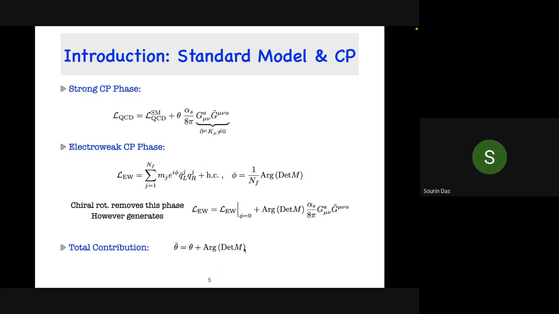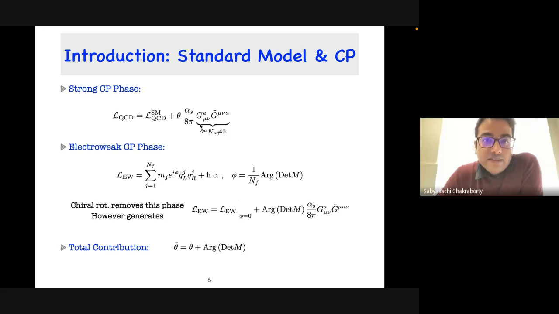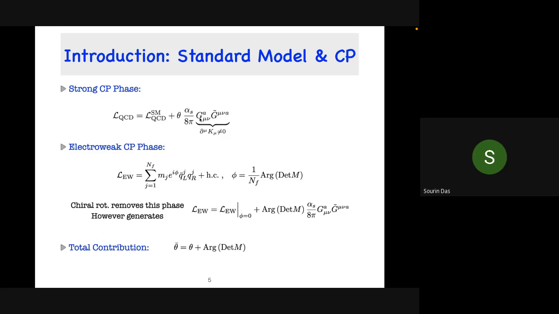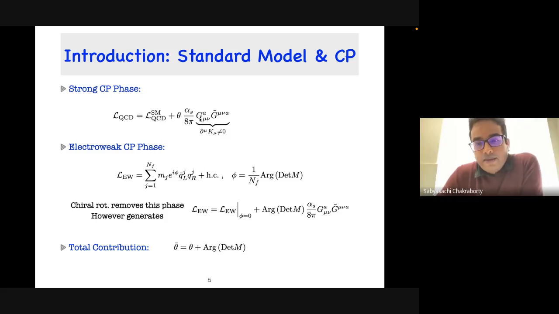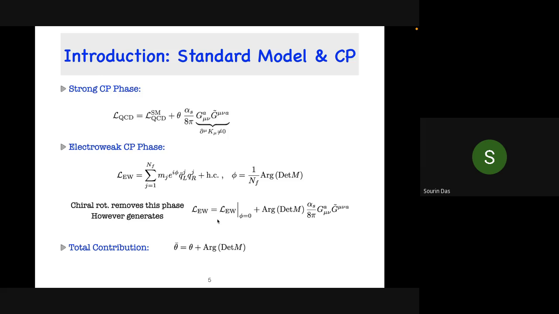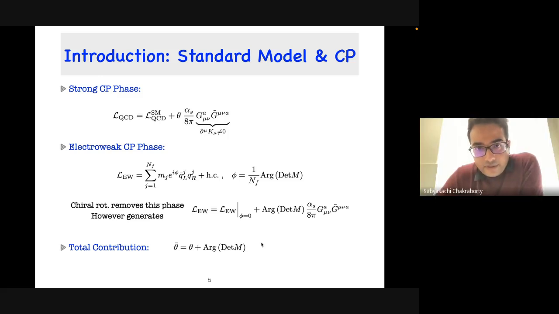Sabyasachi, can I interrupt you here? So this G G-dual is what? This is the gluon field strength. This is the gluon field. I see. Gluon field, yeah. Okay. And this is a third rank tensor? Yeah, and this is the tensor.